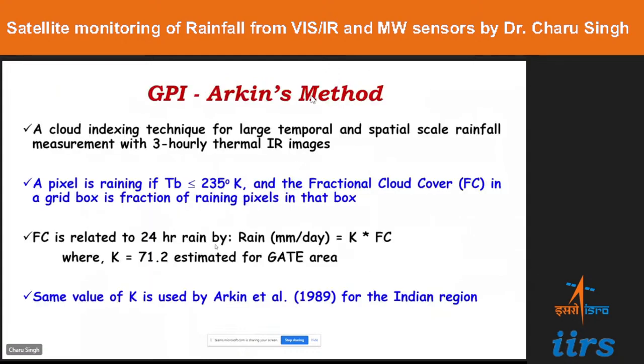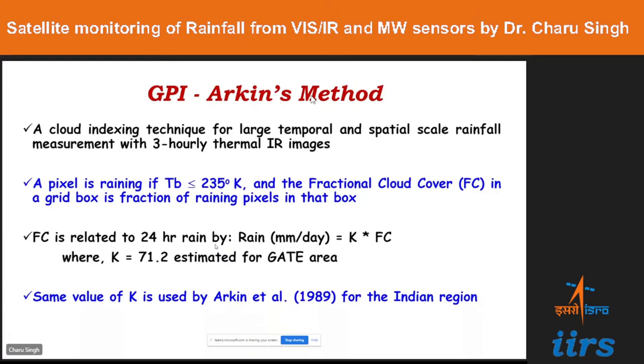Next is GPI, which is basically the cloud indexing method. In this method, we use a large temporal and spatial scale rainfall measurement with 3 hourly thermal IR images. We need to identify a pixel if it has a brightness temperature less than or equal to 235 Kelvin. If the brightness temperature of a pixel is less than or equal to 235 Kelvin, then that particular pixel may be a precipitating pixel. And the fractional cloud cover in a grid box is the fraction of raining pixels in that box.